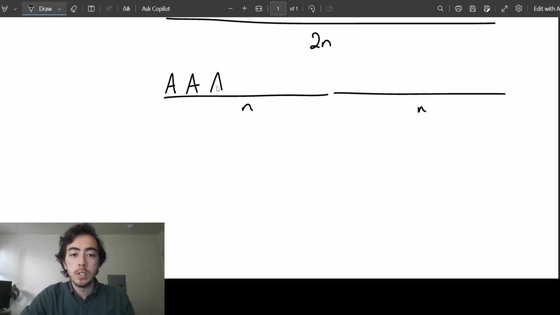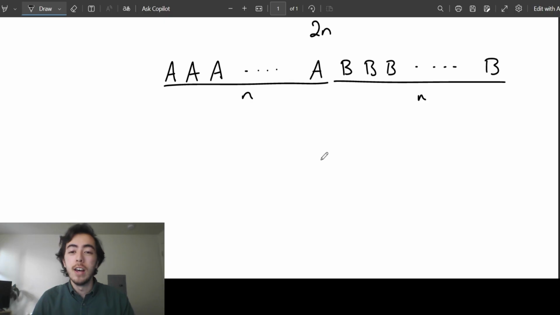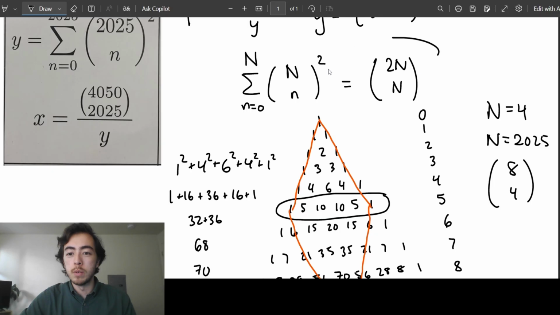So we have a whole bunch of people here who belong to group A, and then a whole bunch of people here who belong to group B. And it doesn't really matter how many group A people or group B people I have. I just want to pick a committee of n people. So one way to figure out how many ways I can choose n things from a total of 2n will just be to do 2n choose n. And this mirrors what we were doing on this side of the equation.